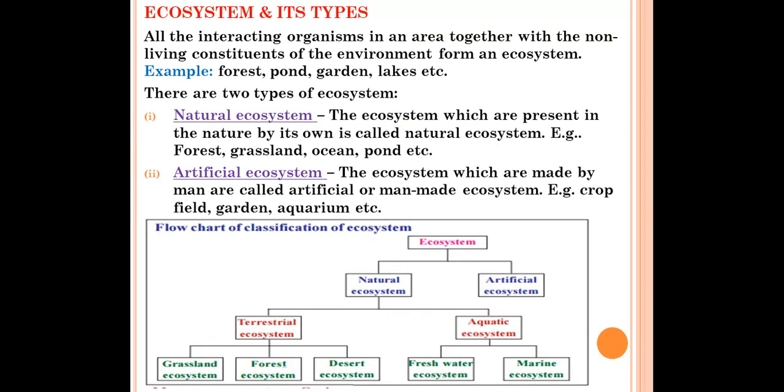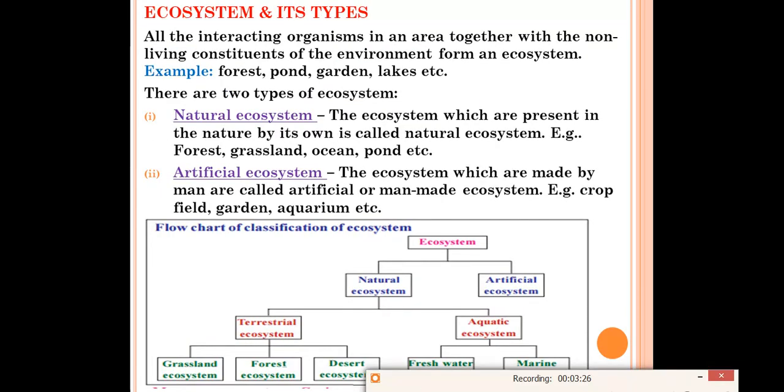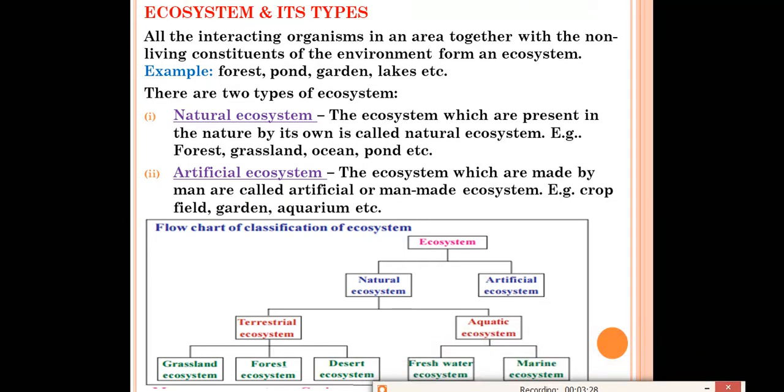Next, we have ecosystem and its types. First of all, we'll look at the definition of ecosystem. That is important from your exam point also. Questions are asked from this section. What is ecosystem? Then you have to write this definition. All the interacting organisms in an area together with the non-living constituents of the environment form an ecosystem. All the interacting organisms means all the living organisms. When they interact with the non-living constituents, means abiotic factors, they form an ecosystem. So that definition also you can write.